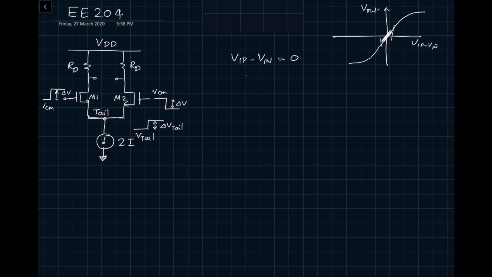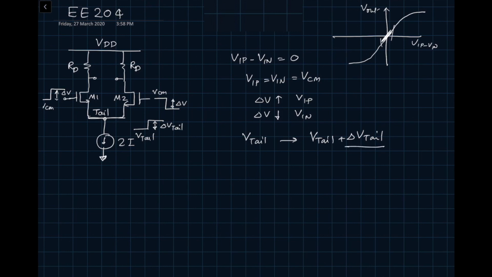So originally, as I said, VIP is equal to VIN is equal to VCM, and then we are applying delta V going up to VIP, delta V going down to VIN, and then we are assuming V tail will move to V tail plus delta V tail. And we are trying to figure out what this delta V tail is going to be.